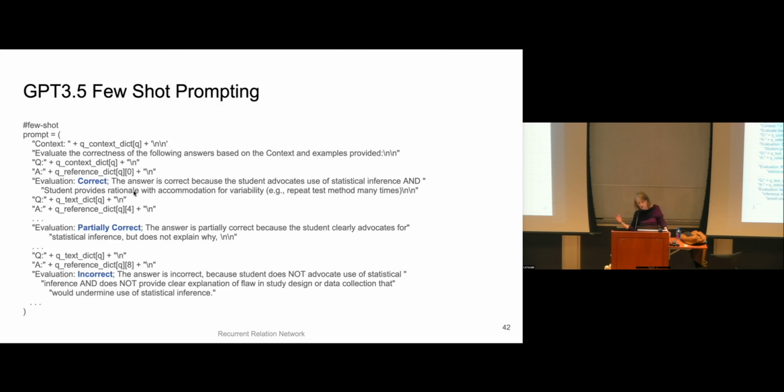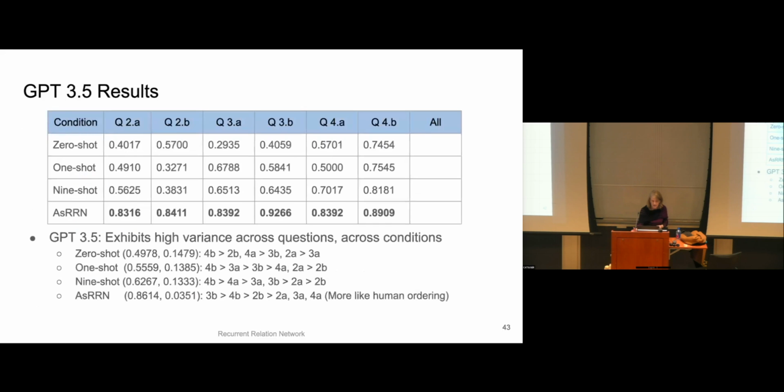And then we say what our evaluation of that student answer would be. Correct, the answer is correct because blah, blah, blah. And then we have different prompts for correct, partially correct, and incorrect. And that's what we gave to GPT 3.5 with our test set. And here's the results with 0 shot, 1 shot, and 9 shot. And so ASRN outperforms. So my PhD student is like, okay.